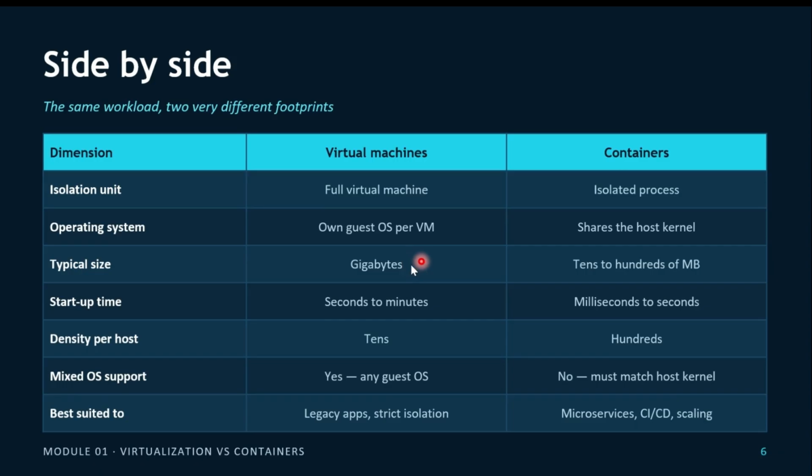So here the process is completely isolated. The host kernel is what is being shared, not the user space. User space is separate for each and every container. So the application developers will take care of attaching the dependencies, libraries, and other runtime stack that is needed for the application into that. And it is best suited for the modern application.